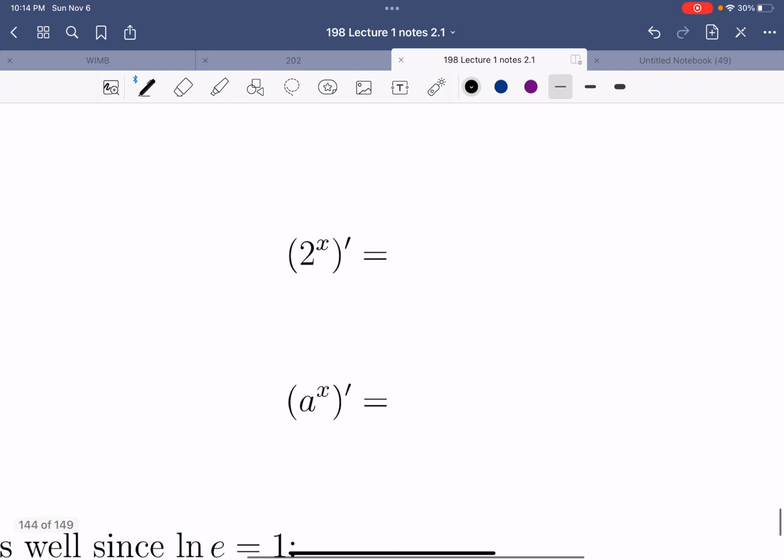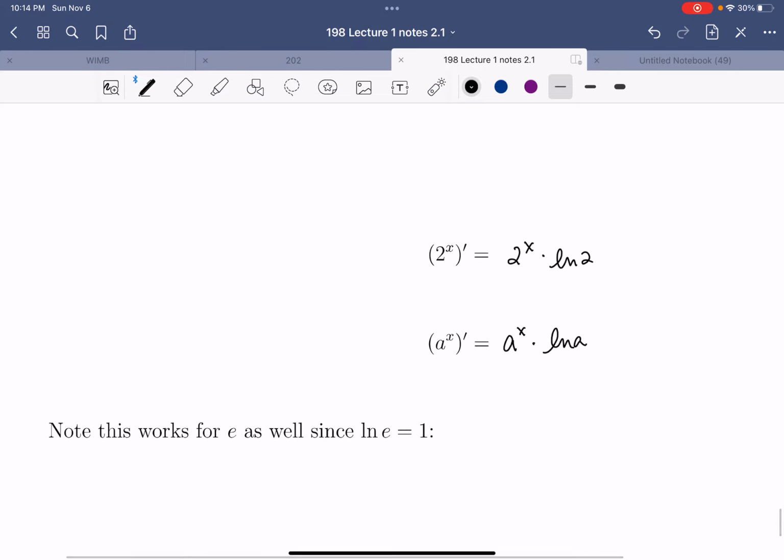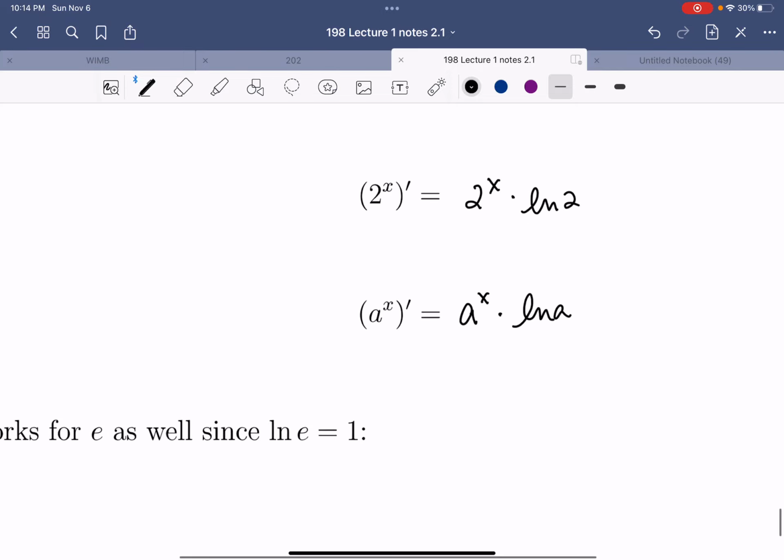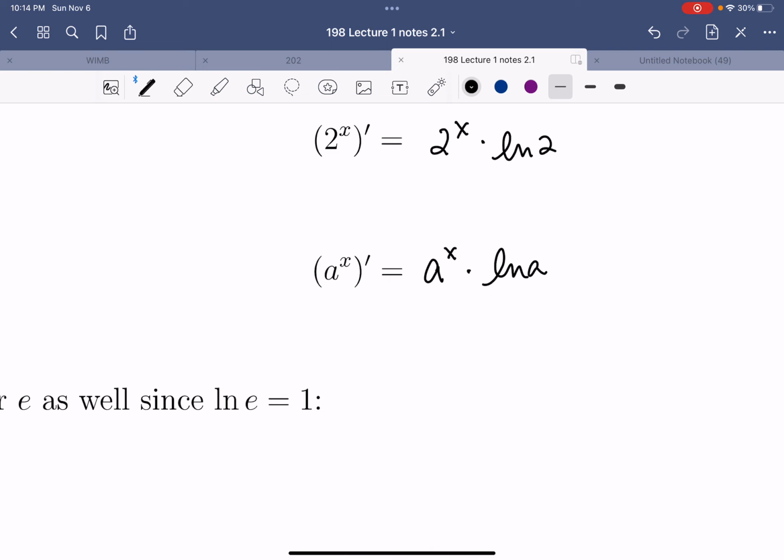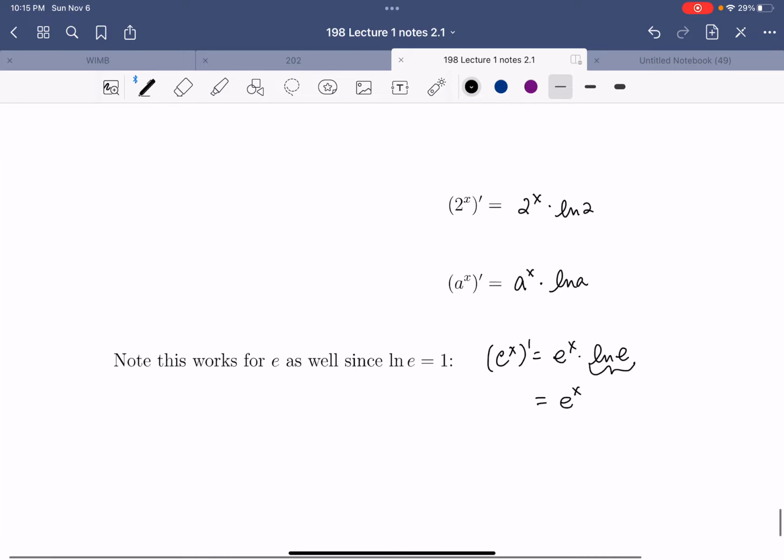So for our derivative for 2 to the x, that's just 2 to the x. You get the same thing back again, and you multiply by the natural log of 2. In general, if you have any number to x, you get that same thing back again, a to the x, times the natural log of a. Note that this actually works for our e as well, right? So if you think about using this rule for the e, you'd have that the derivative of e to the x is e to the x times the natural log of e this time, but the natural log of e is just 1, so this just turns out to be e to the x. Okay, so it is consistent across all of our rules.